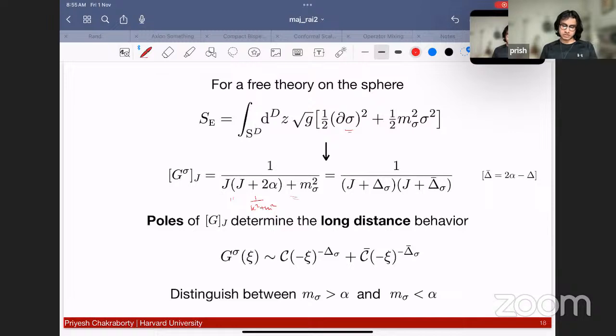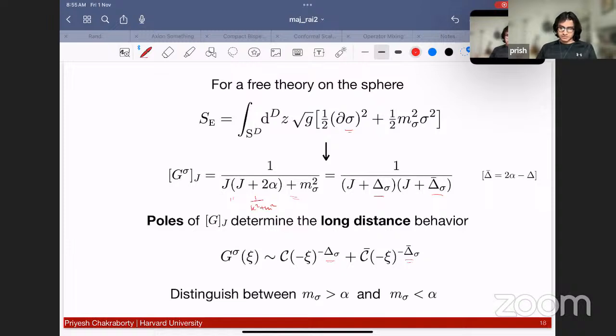But this propagator can be organized into a set of 2 poles, what I'll call the scaling dimensions of the field. So delta sigma and the so-called shadow scaling dimension, delta bar. It's defined in this way. And these 2 poles are going to fix what my long distance behavior is going to be. And in de Sitter, it's a power law instead of an exponential, which is important. These 2 poles are going to fix what my exponents are going to be.